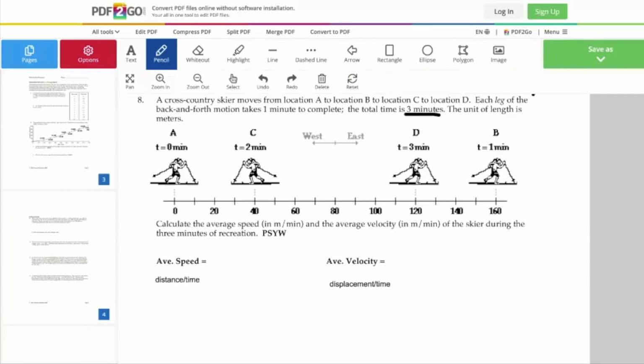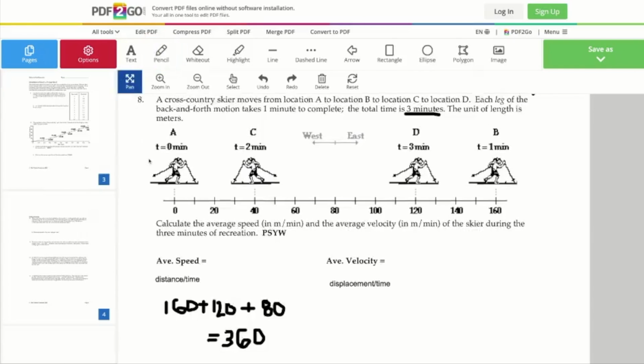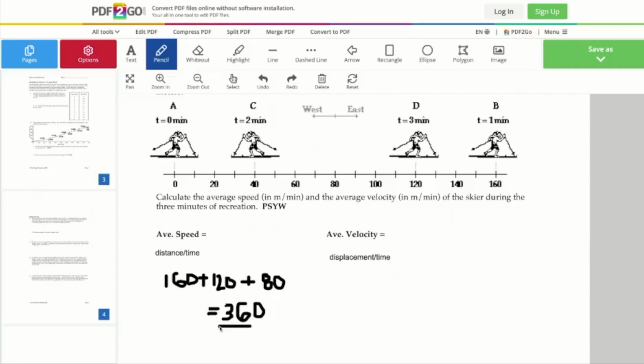So once you figure out total time, the next thing you need to find out is total distance. First he moves from A to B, which is 160 minus 0, which is 160 meters. Then from B to C, which is 160 minus 40, which is 120 meters. And then the final length he travels is from C to D, which is 120 minus 40, which is 80 meters. So this is totally 360 meters. And you know that speed is distance by time. So that would be 360 by 3, which is 120 meters per minute.